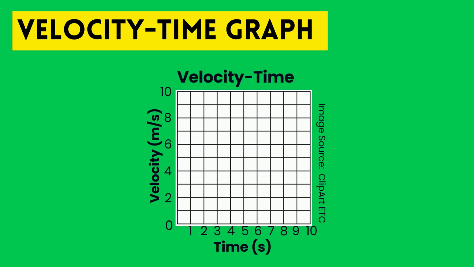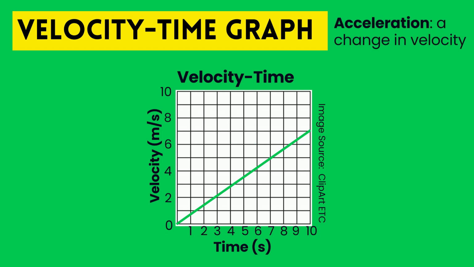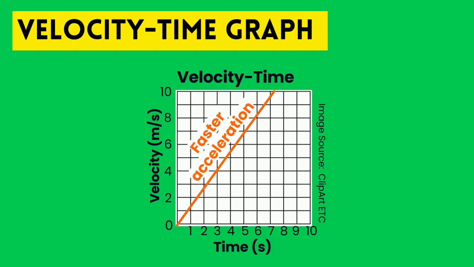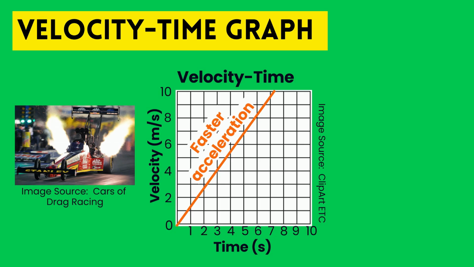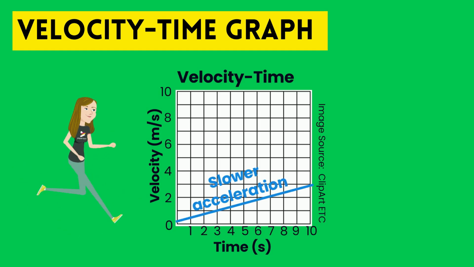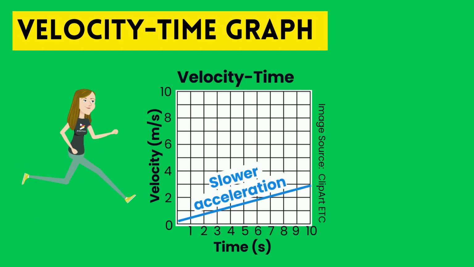On a velocity versus time graph, a sloped line means that the velocity is changing. So since a change in velocity is called acceleration, a sloped line on a velocity time graph means an object is accelerating. Again, the higher the slope, the faster the acceleration. A velocity time graph of a drag racer might have a high slope because drag racing cars are made to really reach a high velocity in a short time. A velocity time graph of me doing a 100-meter dash might have a lower slope because I've not practiced, so it will take more time for me to increase my velocity.